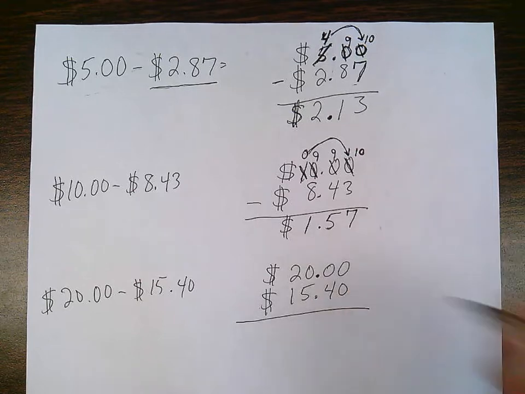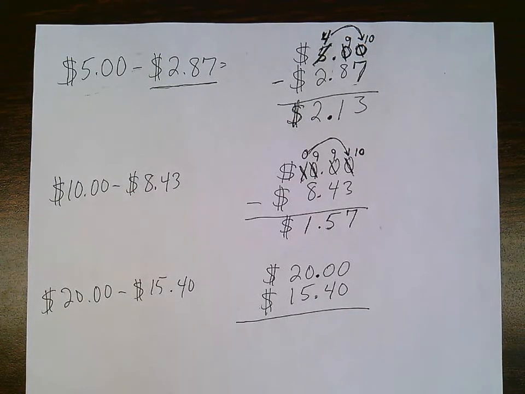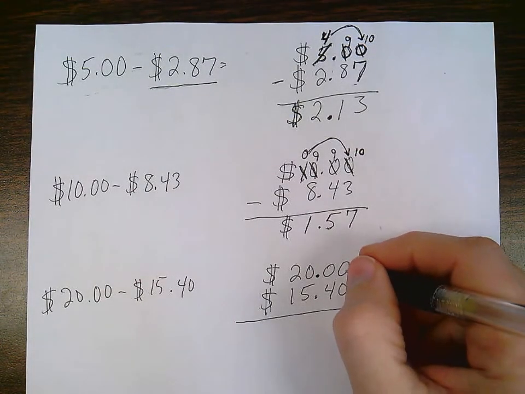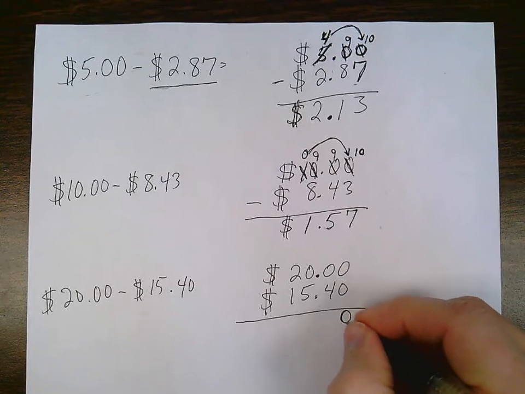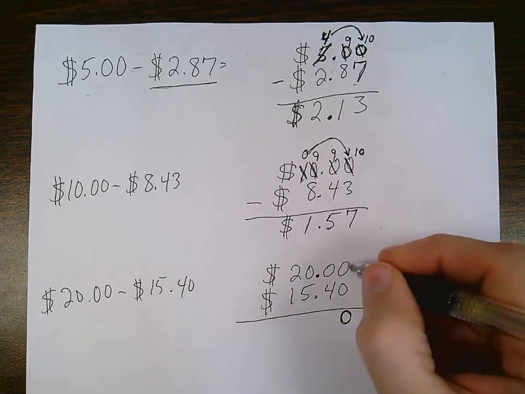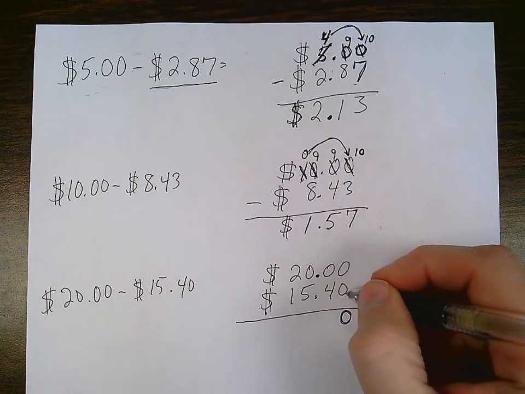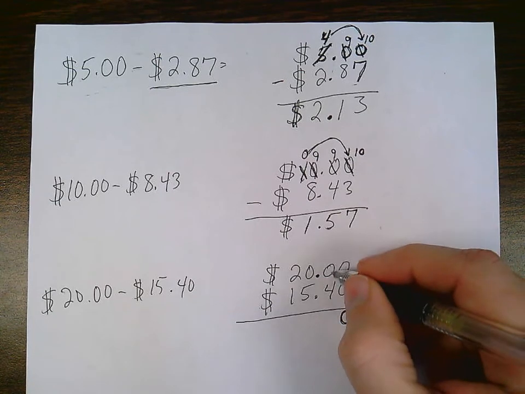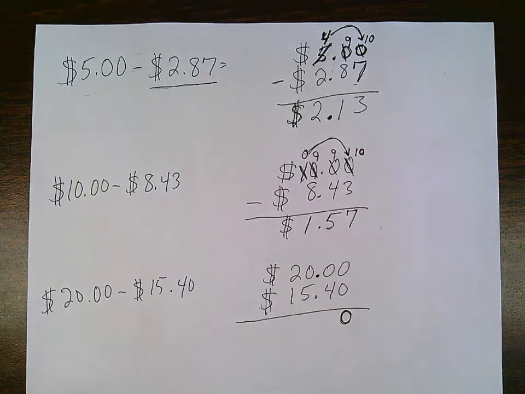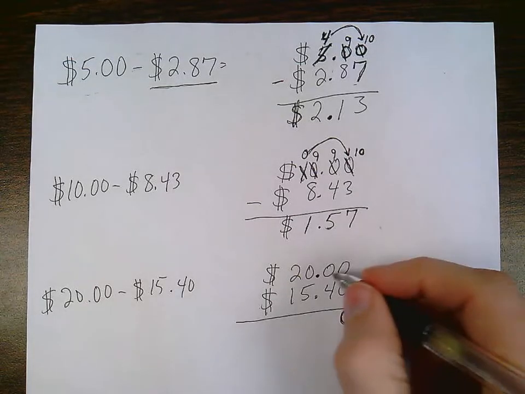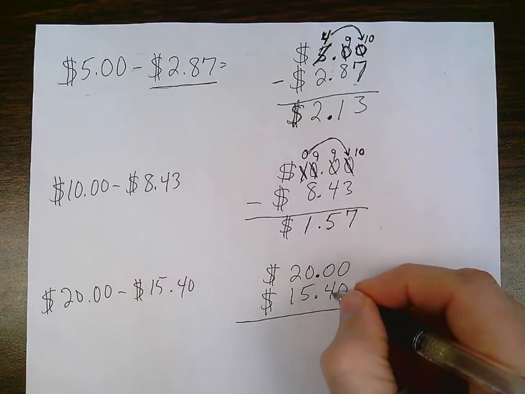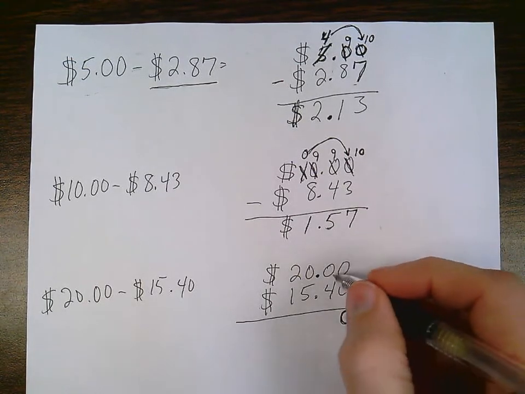0 minus 0, I ask myself the question, can I do it? And yes, I can. 0 minus 0 is 0. Because if I have no cookies, I can give someone no cookies. Then I go over to the next column. In this column, I ask myself the same question. Can I do it? 0 minus 4, I can't do it. So now I need to borrow.